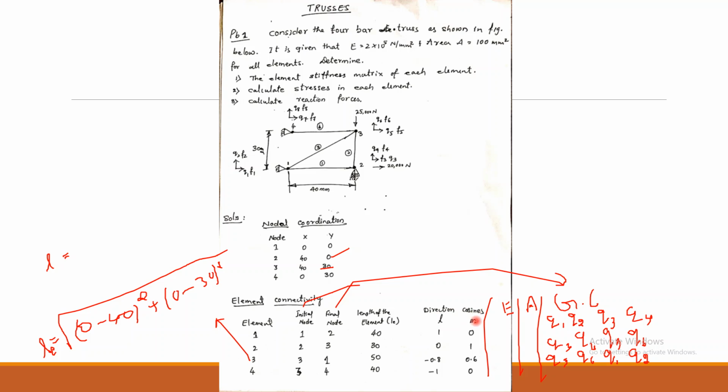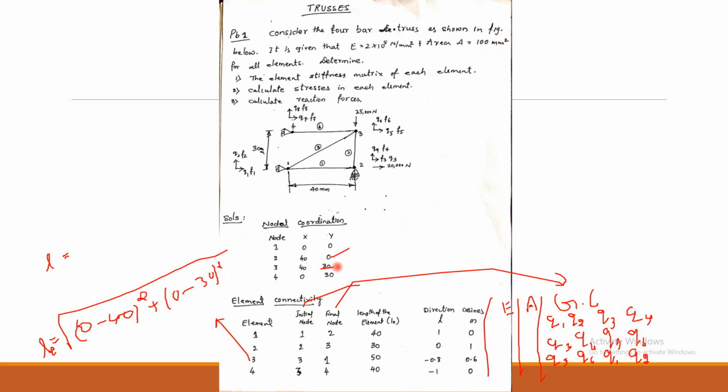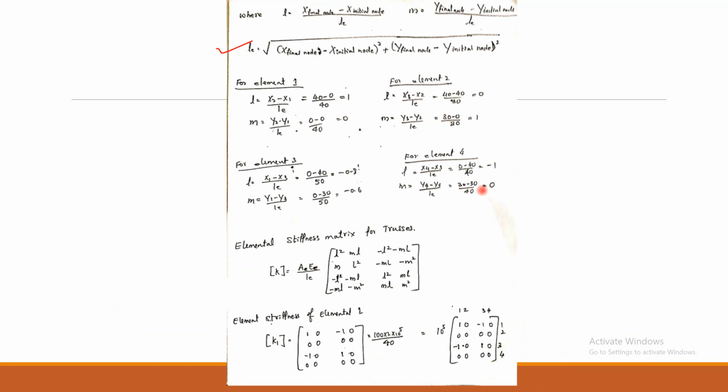Next, direction cosines L and M. For the direction cosines L and M, let us have a look into these equations. X final is x4 and x initial is x3, that is, x4 minus x3 divided by LE, that is equal to 0 minus 40 divided by 40, so that it becomes minus 1. So for M, y4 minus y3, so y4 is 30 and y3 is also 30, so 30 minus 30 divided by 40, so that it becomes 0. So enter those values.